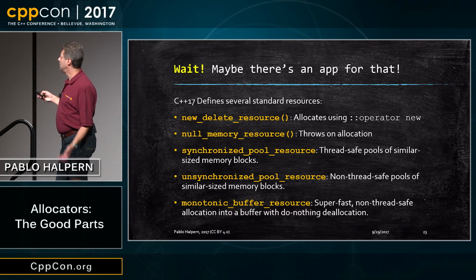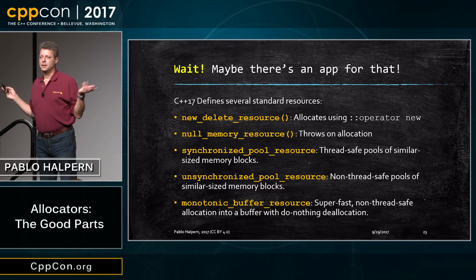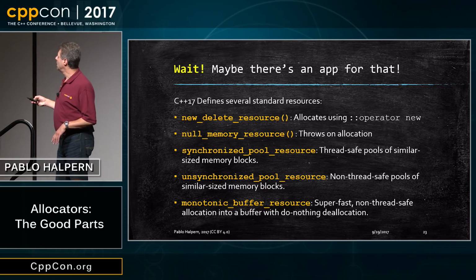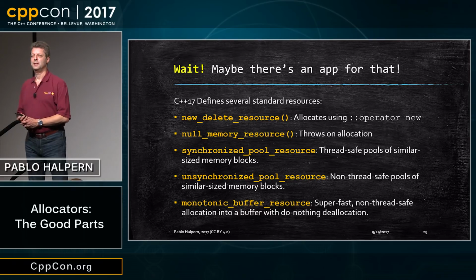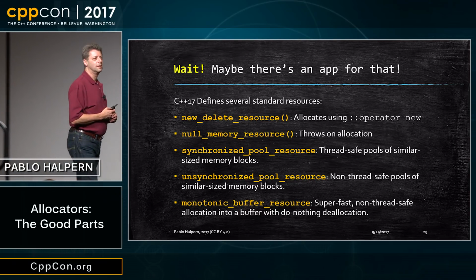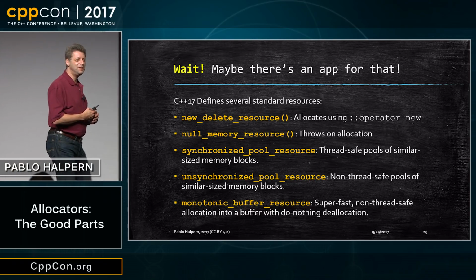So it just allocates using operator new. Nothing special. It's the default. The null memory resource throws when you try and allocate. How useful is that? Well, surprisingly, it's really useful.